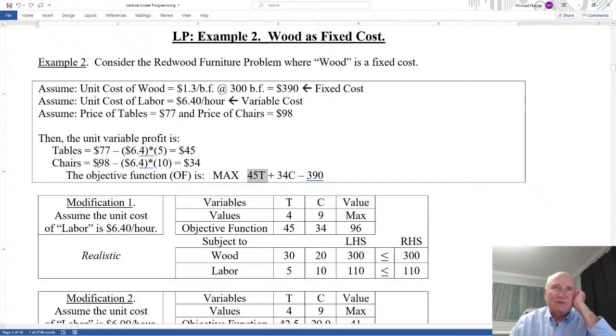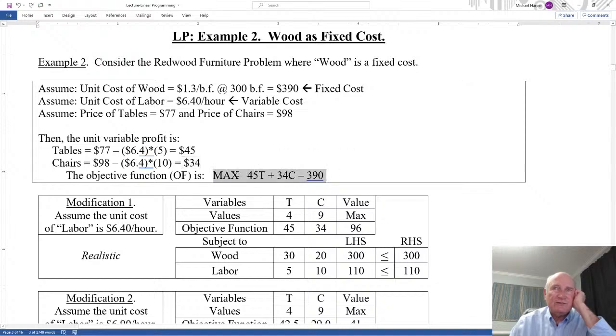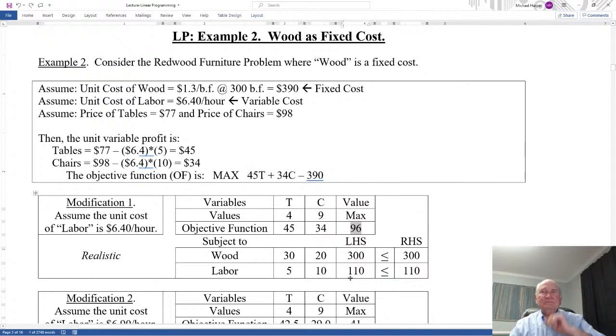I do the same thing for chairs, where I take my price of 98. I subtract my variable cost of $6.40 times 10 hours of labor for every chair, and it's 34. That 34 goes in my objective function. So now this function right here goes right into that cell in Excel.